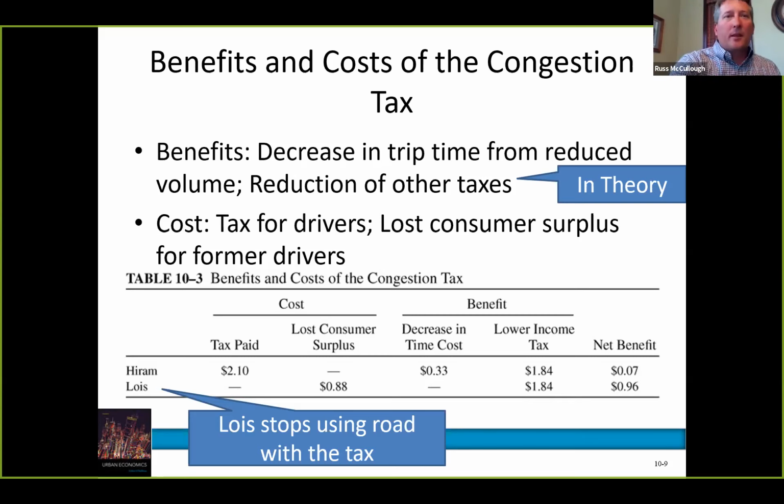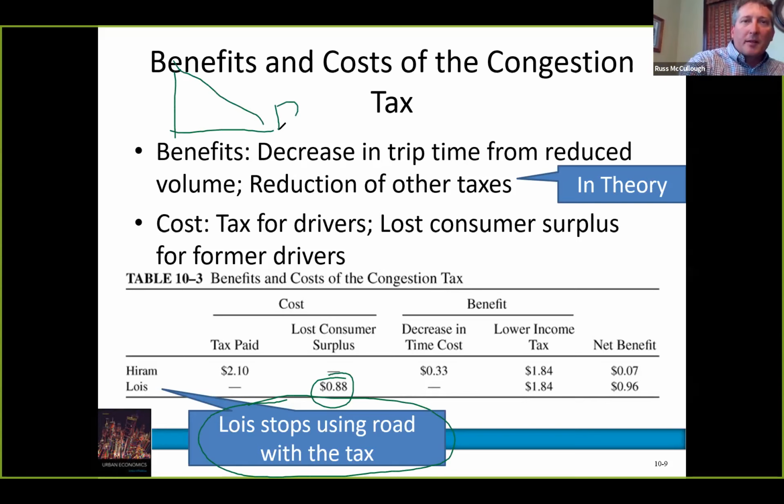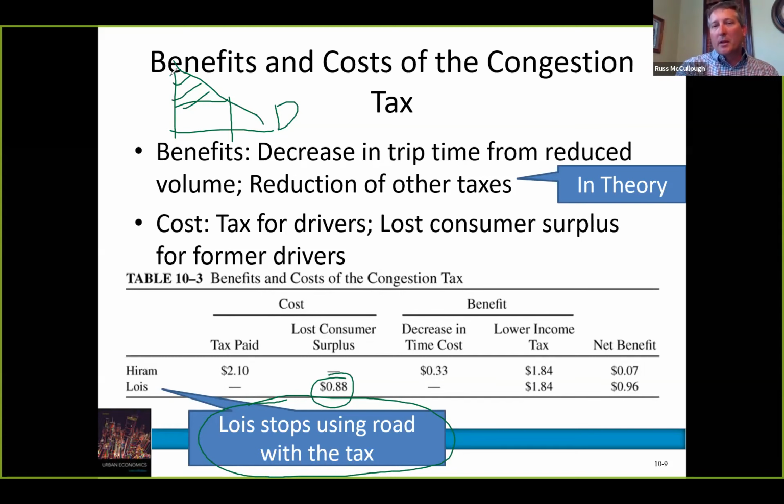So here with this little illustration of Lois and Hiram, Lois can actually be made better off too with the consumption tax. Lois is going to stop using the road when the user tax is high enough. And so she used to get some consumer surplus from the road. Remember when it was free? Then if we do a quick little demand curve here, Lois would use some amount of the roads and she would get some sort of consumer surplus. So there was benefit to Lois when the road was free.